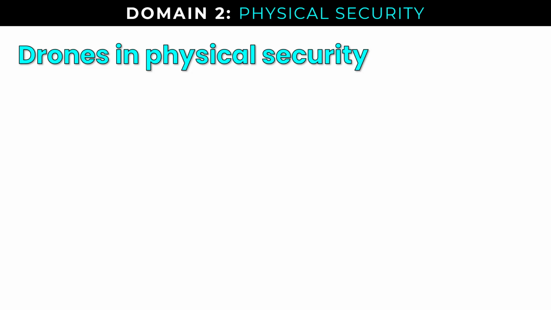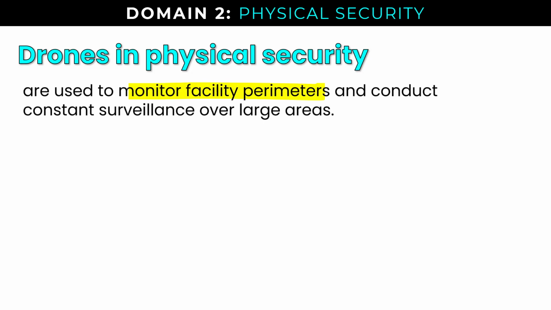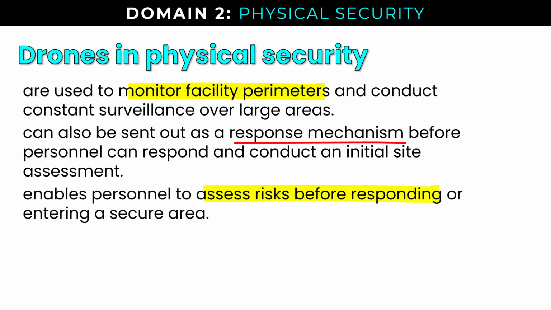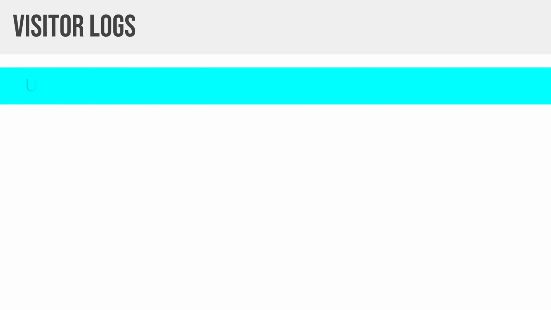So, drones in physical security. Drones are used to monitor facility perimeters and conduct constant surveillance over large areas. It can also be sent out as a response mechanism before personnel can respond and conduct an initial site assessment. So you can send that drone out ahead as an element of advanced data collection to ensure the safety of your security personnel, because it enables the personnel to assess the risks before responding or entering a secure area where there may be danger.